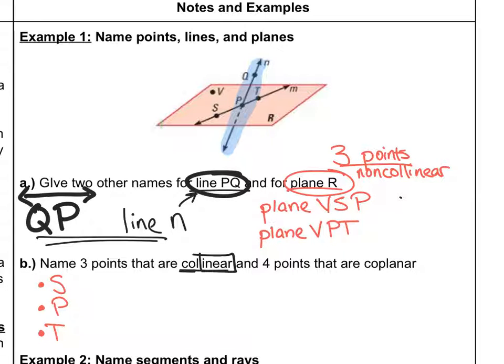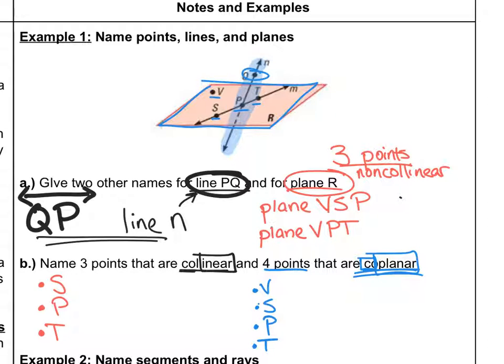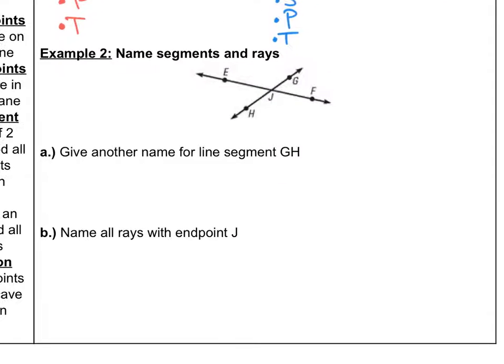Now we want 4 points that are coplanar. Same kind of idea. Co means same. Planar here means the same plane. So we're talking about this sheet of paper looking thing, looking for 4 points that are on that piece of paper. Well, as I look at this, I only see 1 point that is not on that piece of paper, and that is point Q, leaving me with V, S, P, and T to be on that same plane. So point V, point S, point P, and point T. Those points are what we call coplanar. All right, let's take a look at example number 2.